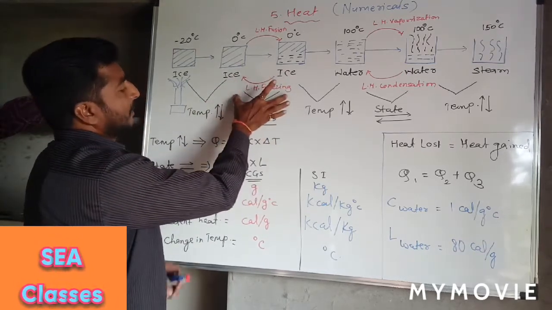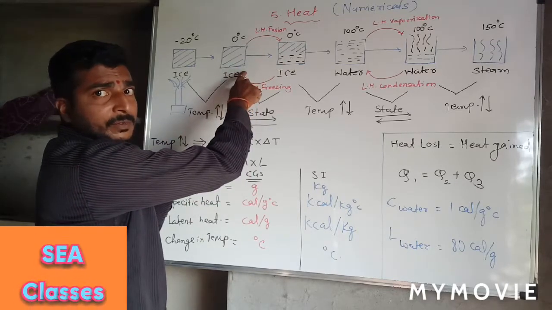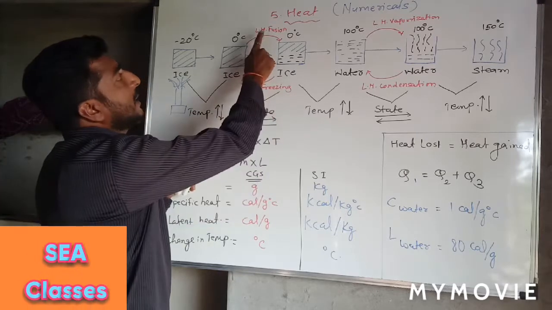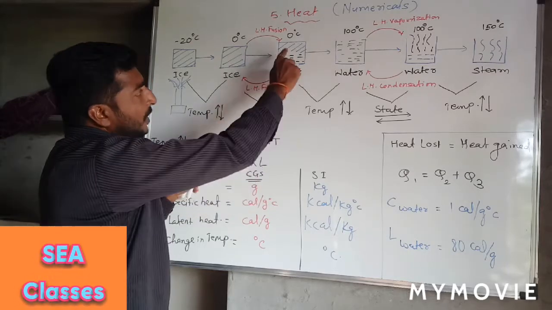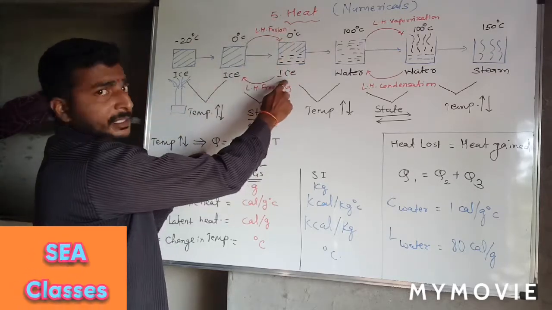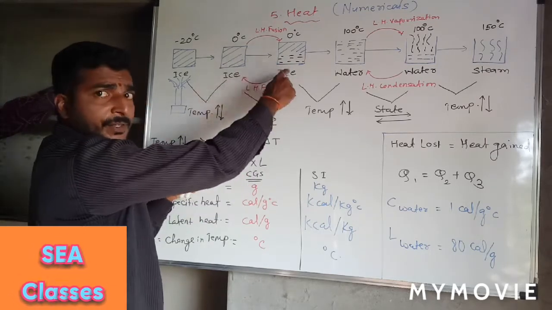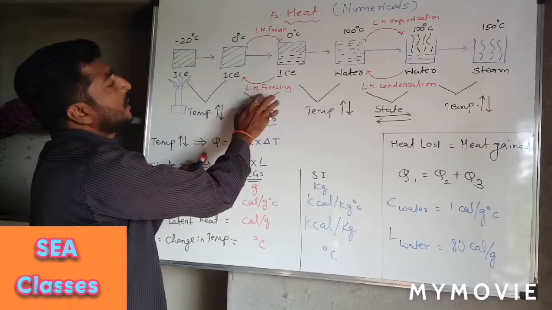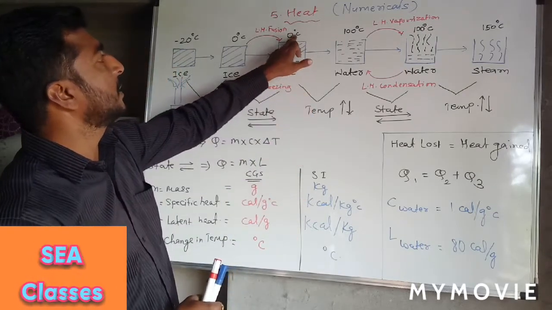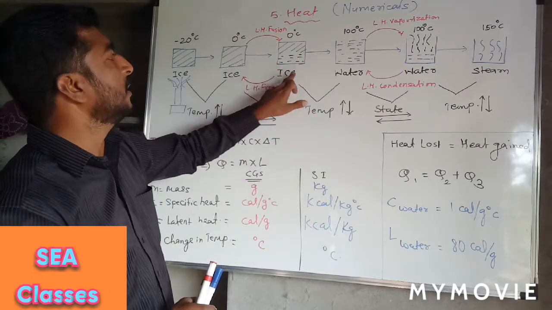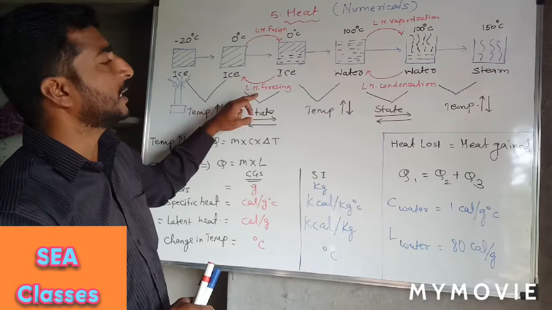The amount of heat absorbed by an object to convert its state from solid to liquid, we call the latent heat of fusion. If we reverse it, that is, if we take heat away from the water and freeze it, then the latent heat is called the latent heat of freezing. At that time also the temperature will remain constant until the last drop of water gets converted into ice. So this is the latent heat of fusion, and this is the latent heat of freezing.